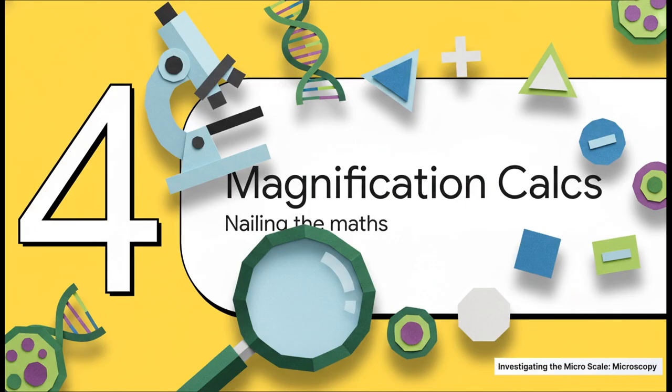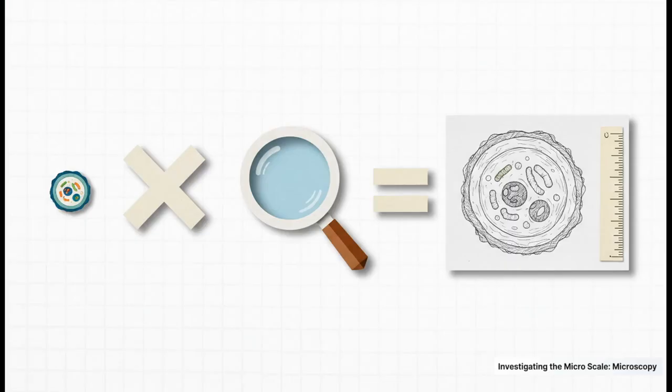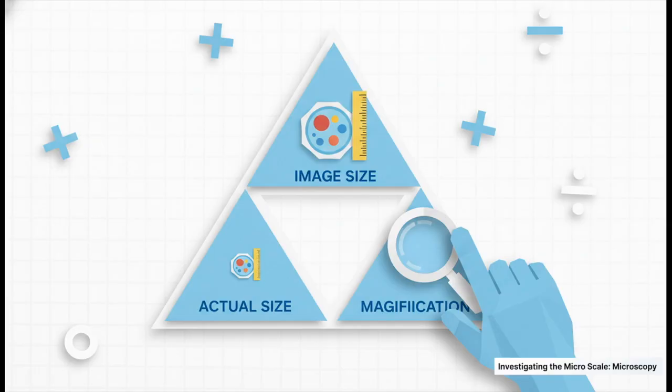But please don't panic. This is genuinely one of the easiest ways to bag yourself some marks in the exam, as long as you learn one simple formula. And here it is. Image size equals actual size times magnification. So the image size is the length you measure on your drawing. The actual size is how big the cell is in real life, and the magnification is just how much bigger you've made it look.